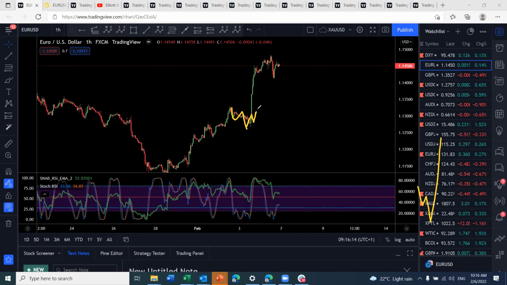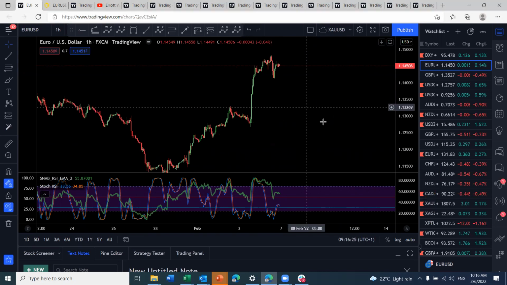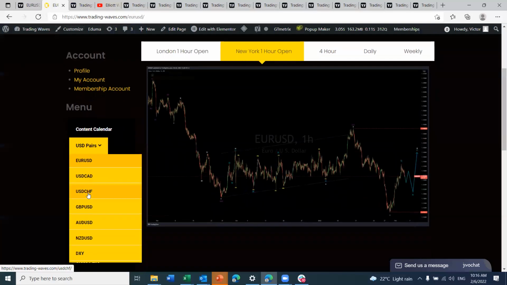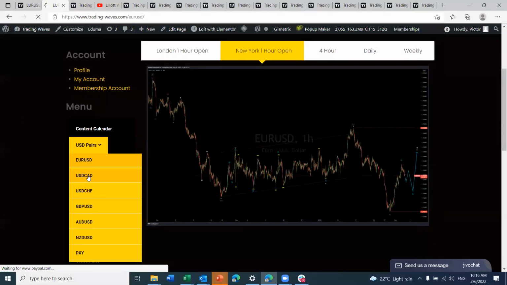Granted, we didn't get the exact pullback here. We wanted it to get to about the 50%, but we didn't get it to the 50%. But instead, this has just now made a move to the upside with the NFP and as forecasted. So this is euro. I want to look at all the US dollar pairs. Let's have a look at US dollar CAD as well.